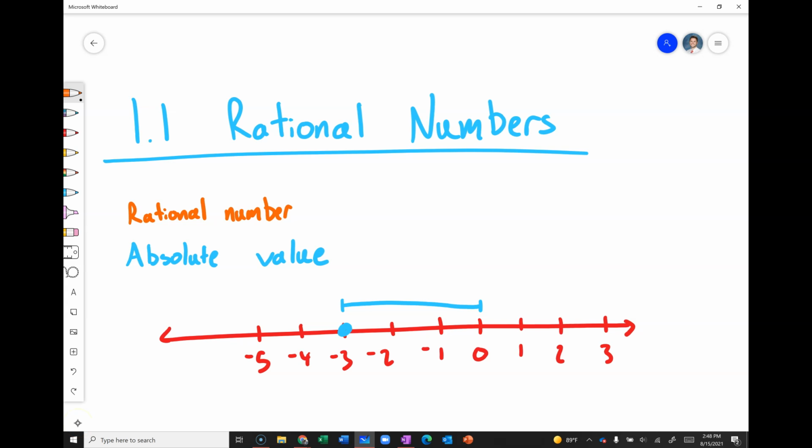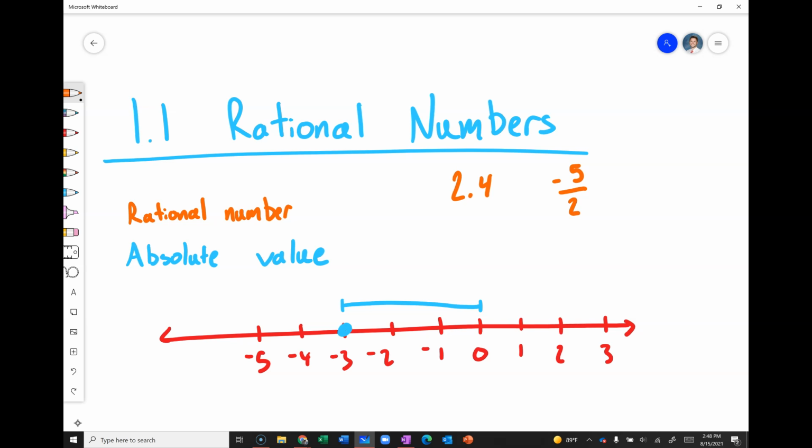Alright, this will be a very quick video on rational numbers. So remember that a rational number is a number that can be written as a over b, where a and b are integers and b does not equal 0. So that may sound a little confusing, but what it looks like in practice is that numbers like 2.4 and negative 5 halves are considered rational numbers.